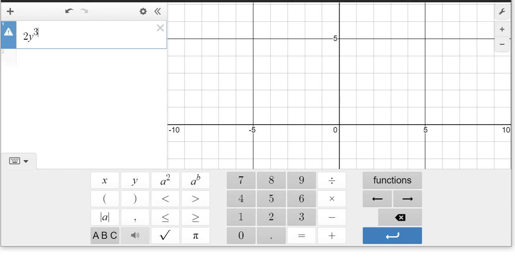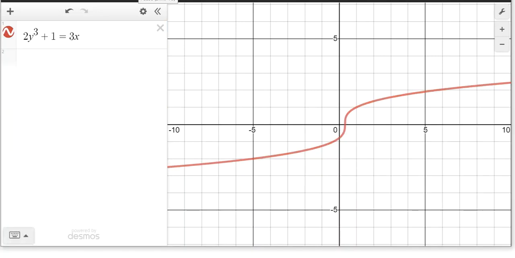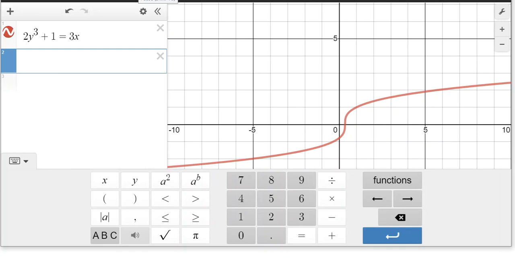2y to the third power plus 1 equals 3x. There we go. So there's the implicit function, or equation, I should say, and we would like to know the equation of the tangent line at the coordinate (1, 1).